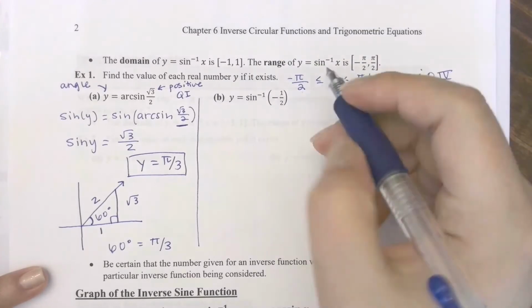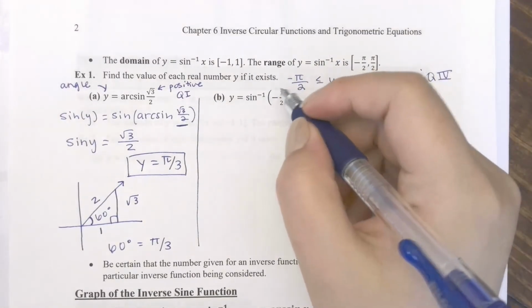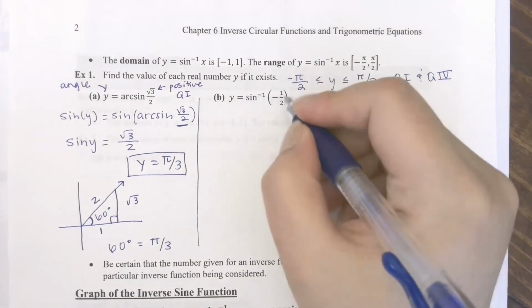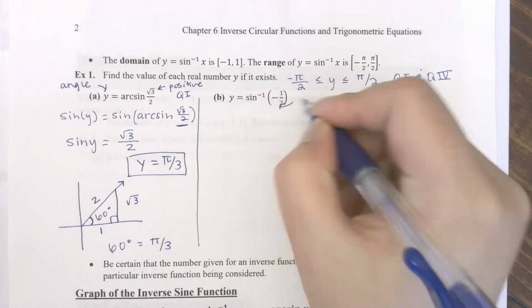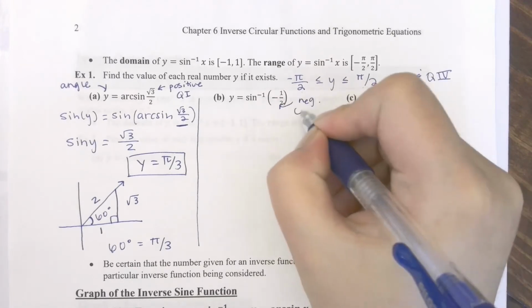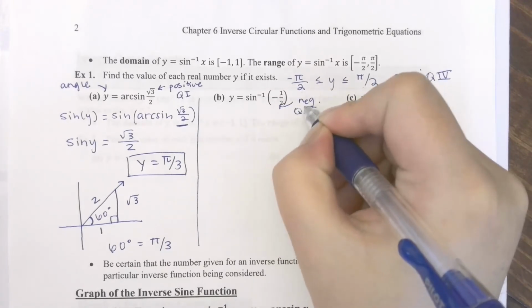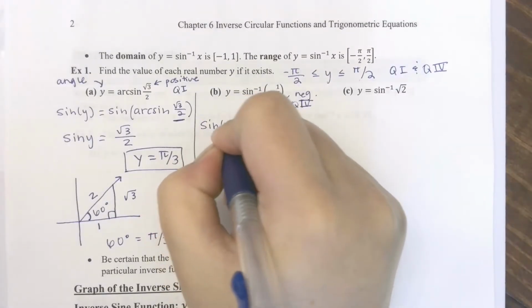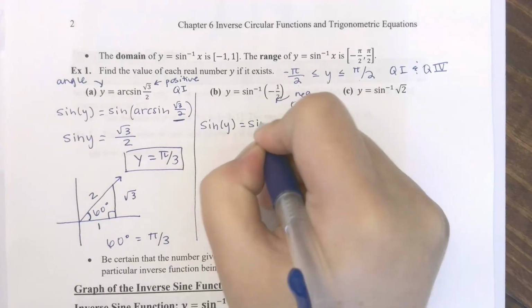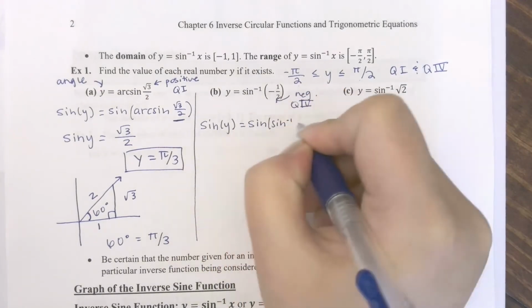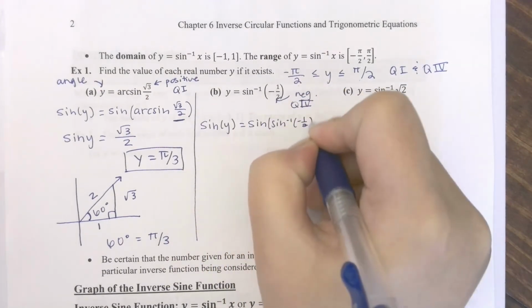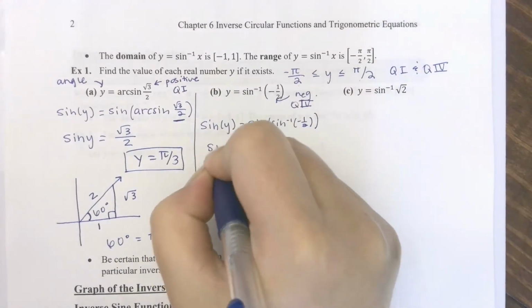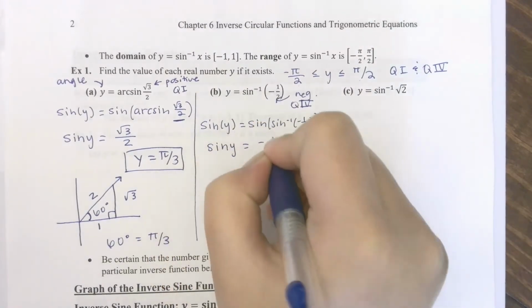Alright, b, so we have y equals sine inverse of negative 1/2. Well, negative 1/2 is negative, so that means that we are working in quadrant 4. So I take sine of both sides. Sine of y equals sine of sine inverse of negative 1/2. So this gives me sine y equals negative 1/2.